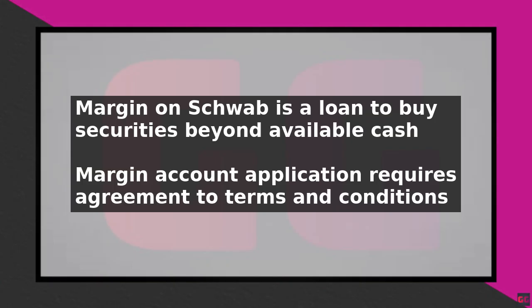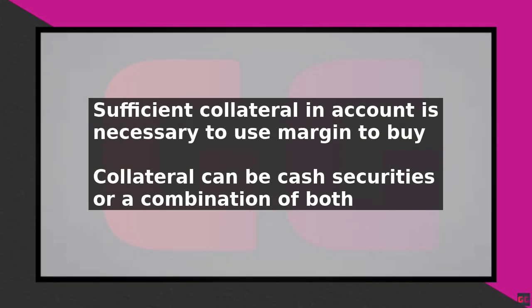To use margin, you need to have sufficient collateral in your account. This can be in the form of cash, securities, or a combination of both. The value of the securities in your account will be used to determine your available margin.